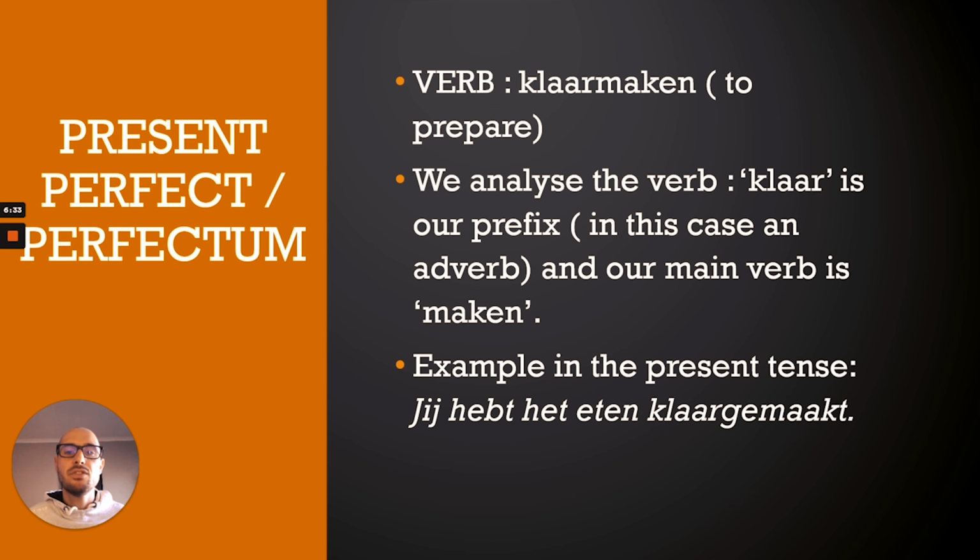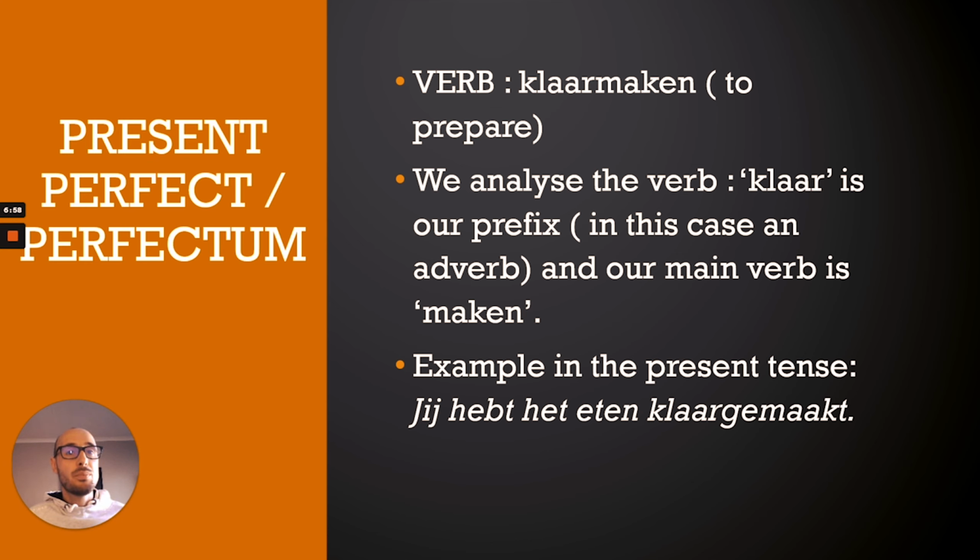Now, which verb did we choose? Okay, we analyze the verb, we see klaarmaken. Okay, so we analyze that verb. Klaar is our prefix, in this case an adverb again, and our main verb is maken. Okay, now we check the example. Jij hebt het eten klaargemaakt. Okay, something's changed there. It's not like the simple present, it's not like the simple past. What happened is basically we wrote them together again.